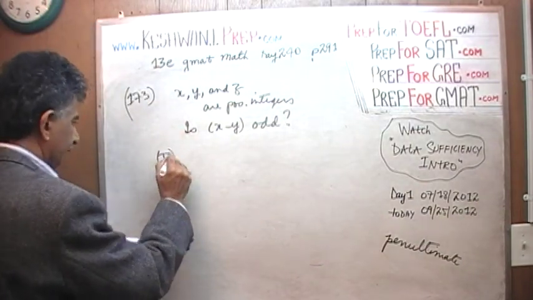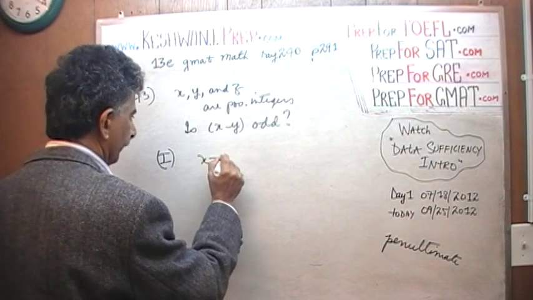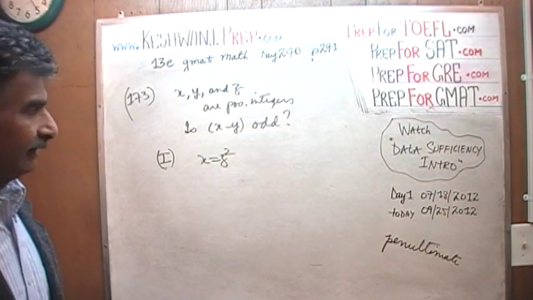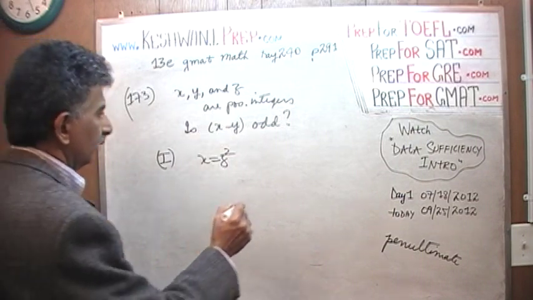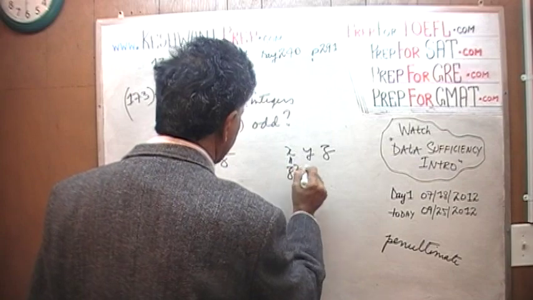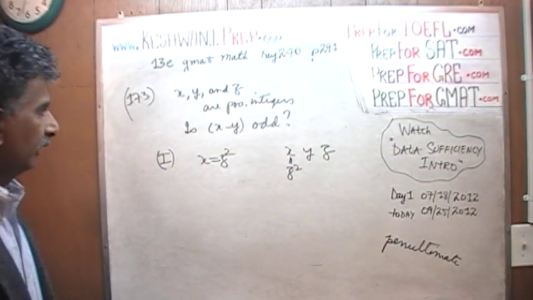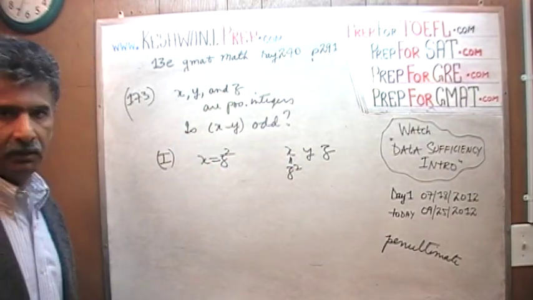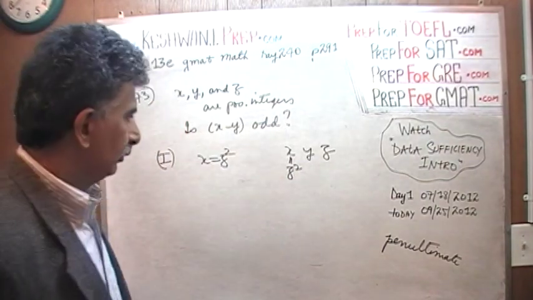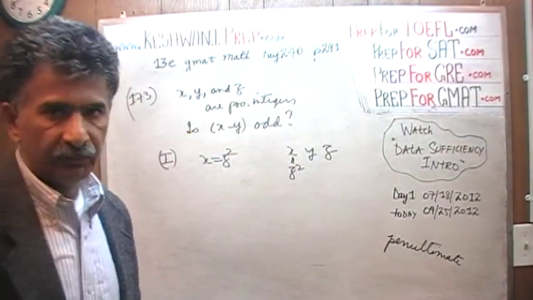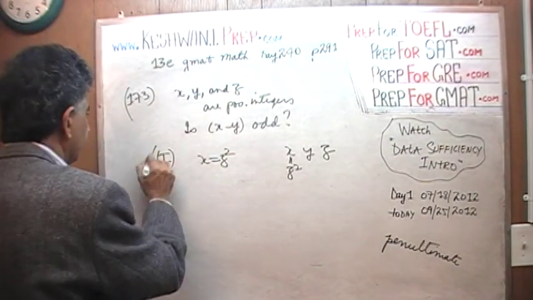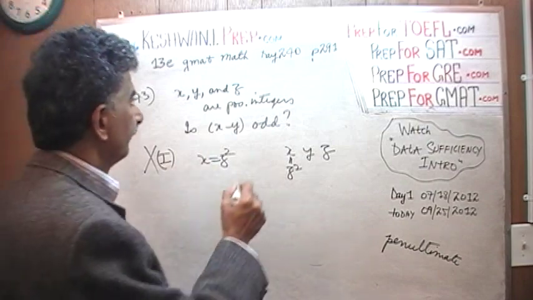Statement number 1 tells us that x equals z squared. Knowing that x equals z squared, is that going to be enough for us to tell what x minus y is? Obviously not. We know nothing about y, to say nothing of the fact that we now know x equals z squared, but what is z? This is not enough. First statement by itself is not enough.